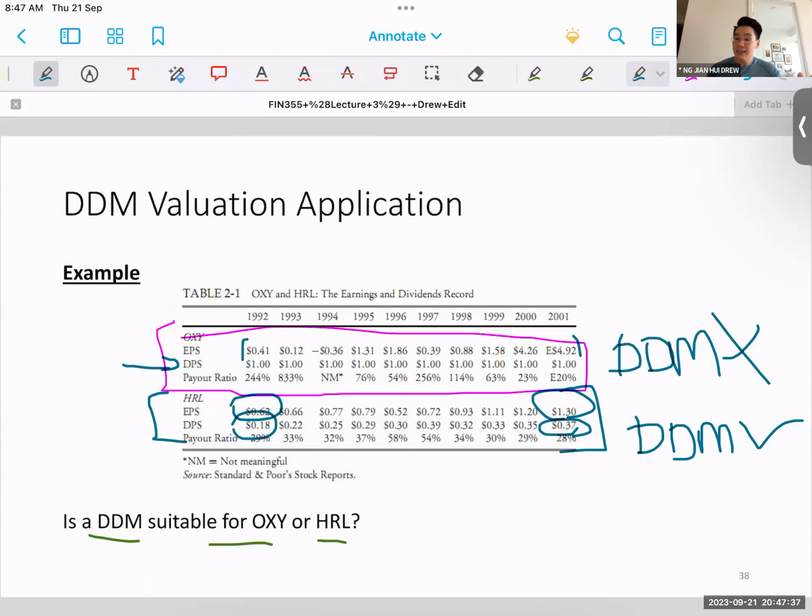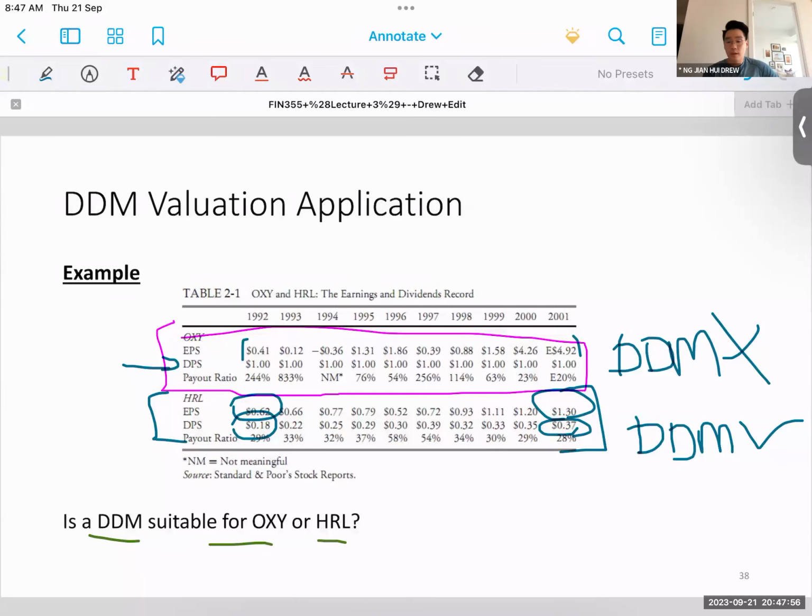So actually, yes. Remember, one of the conditions is that the payout ratio should be stable, right? So if it's consistent, that tends to be a good candidate for DDM. It should try to be consistent.